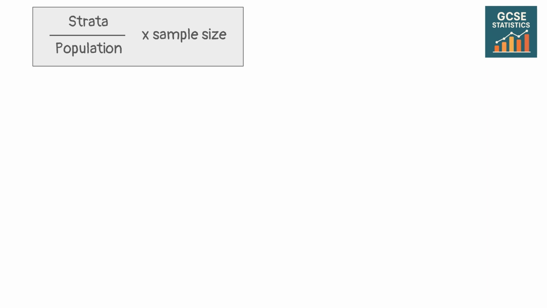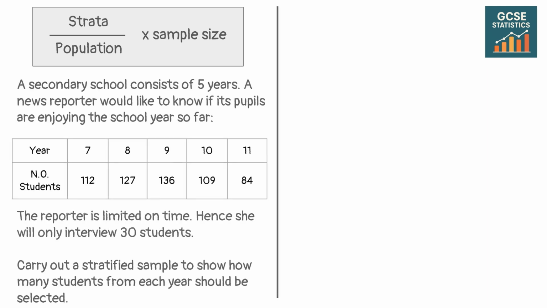A lot of things were very simple with this example, but I chose this because it shows the mechanism of the formula. Okay, so now we have the formula, let's actually attempt the question to see what we could actually be asked. We are told that a secondary school contains 5 years this time. A news reporter would like to know if his pupils are enjoying the year so far. Now we have this table showing the number of students per year, and the reporter is limited on time, hence she's only going to interview 30 students.